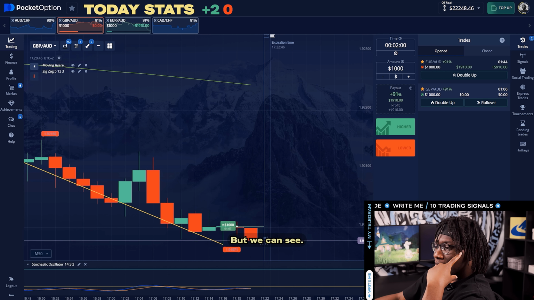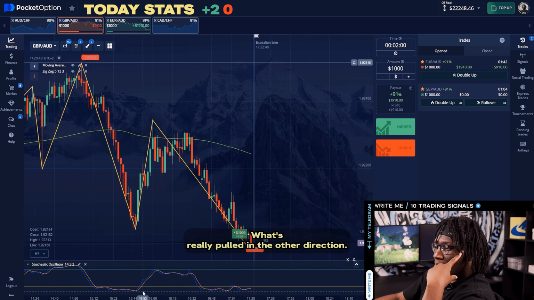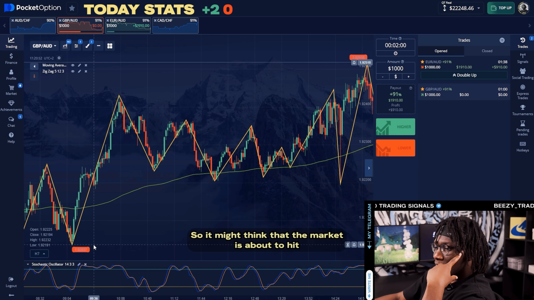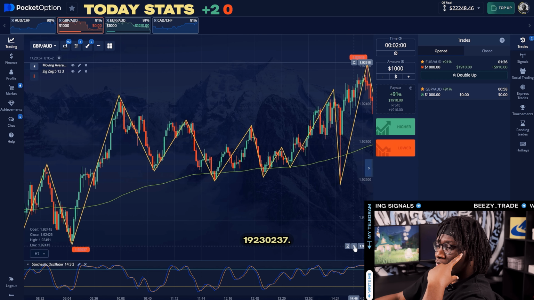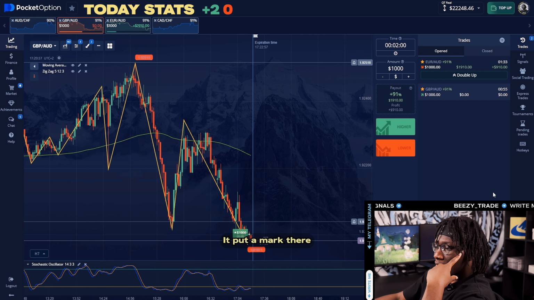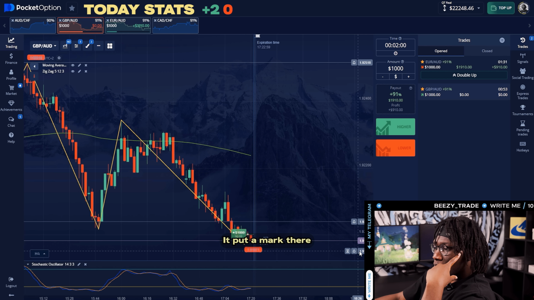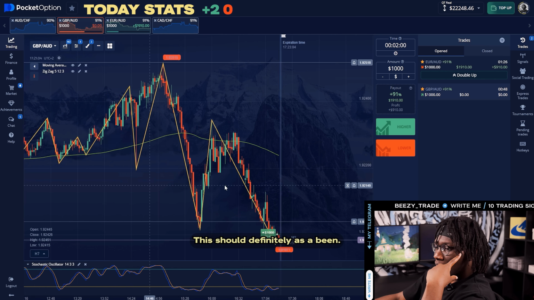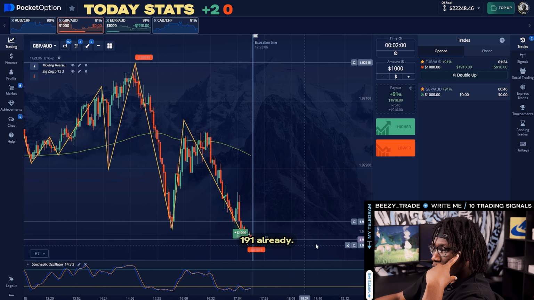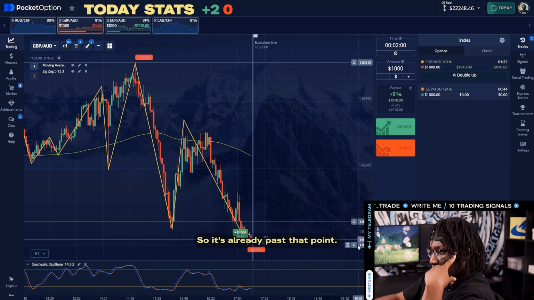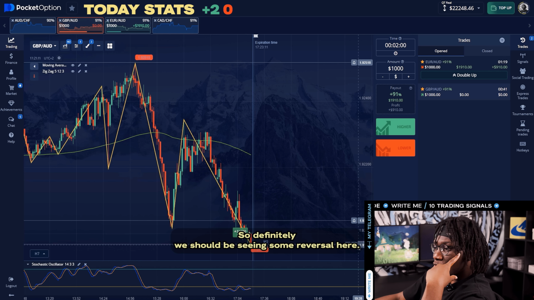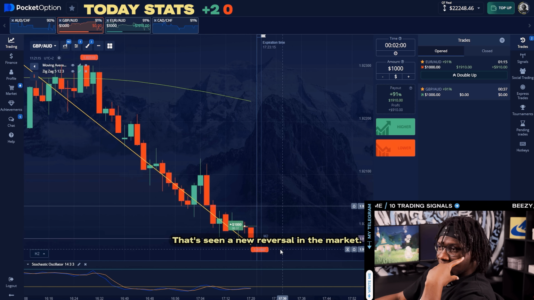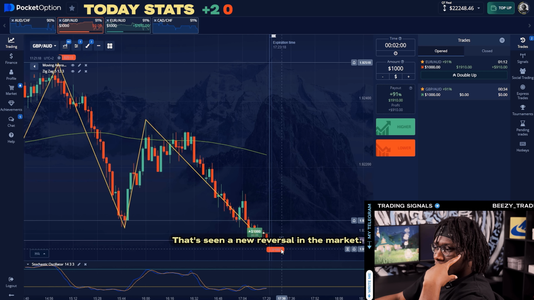But we can see the market already pulled in the other direction. So we might think that the market is about to hit 1923037. We'll put a mark there. 1902. Oh, it's way low. This should definitely, has it been? No, we're at 191 already. So it's already past that point. So definitely we should be seeing some reversal here, but no. Not seeing any reversal in the market.